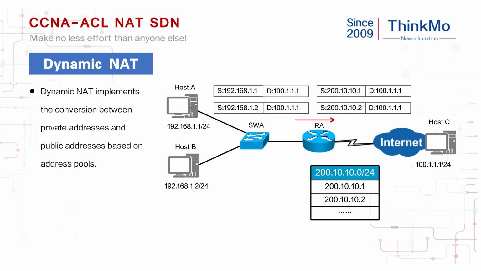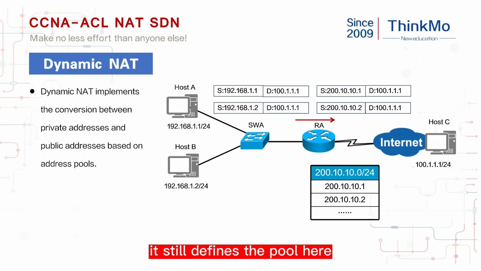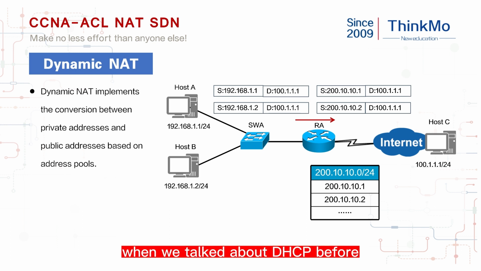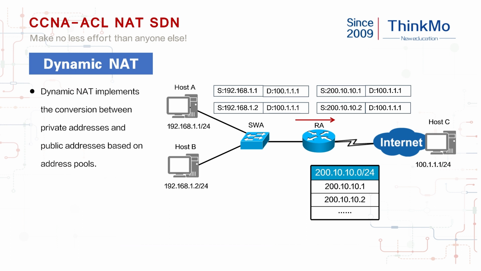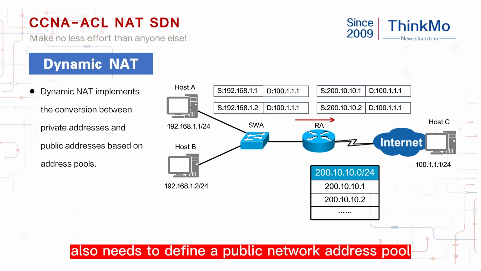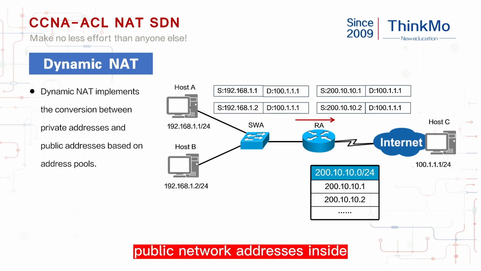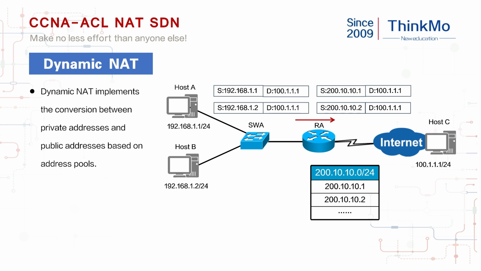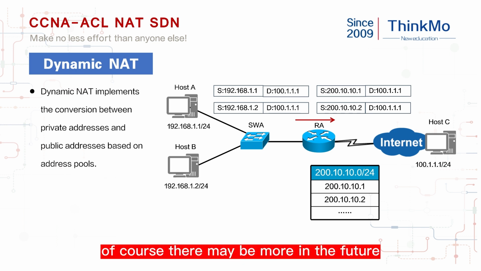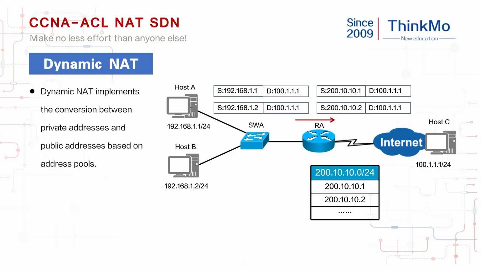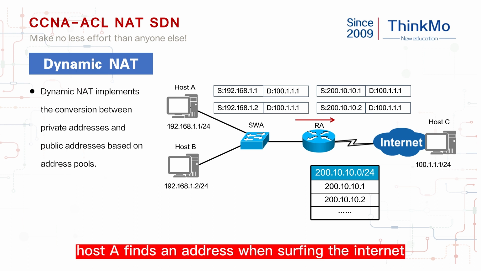That is, it still defines the pool here. When we talked about DHCP before, we actually defined this thing, an address pool. The public network also needs to define a public network address pool. You will find that there are still 2 public network addresses inside. Of course, there may be more in the future. Then it means host A finds an address when surfing the internet. Host B finds an address when surfing the internet.